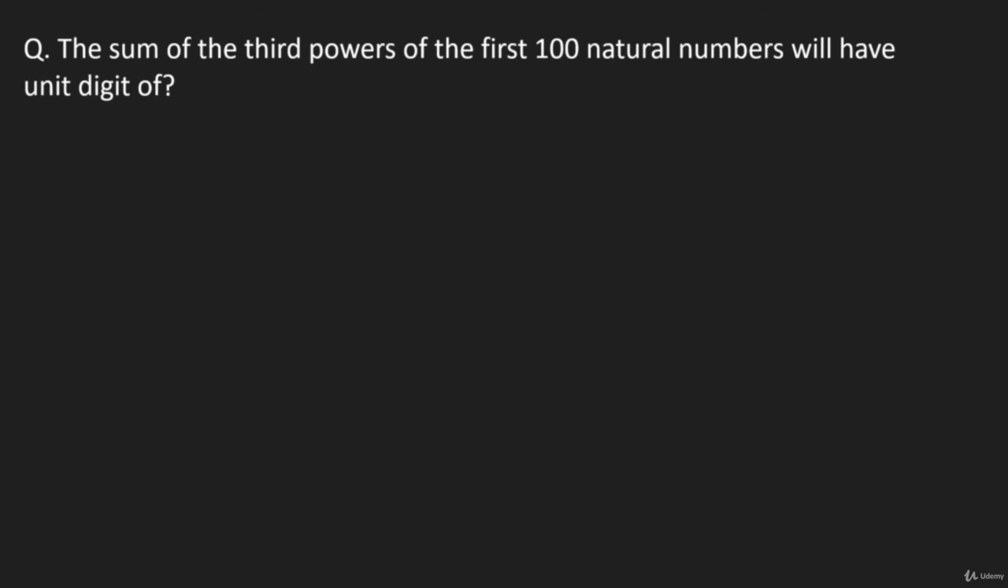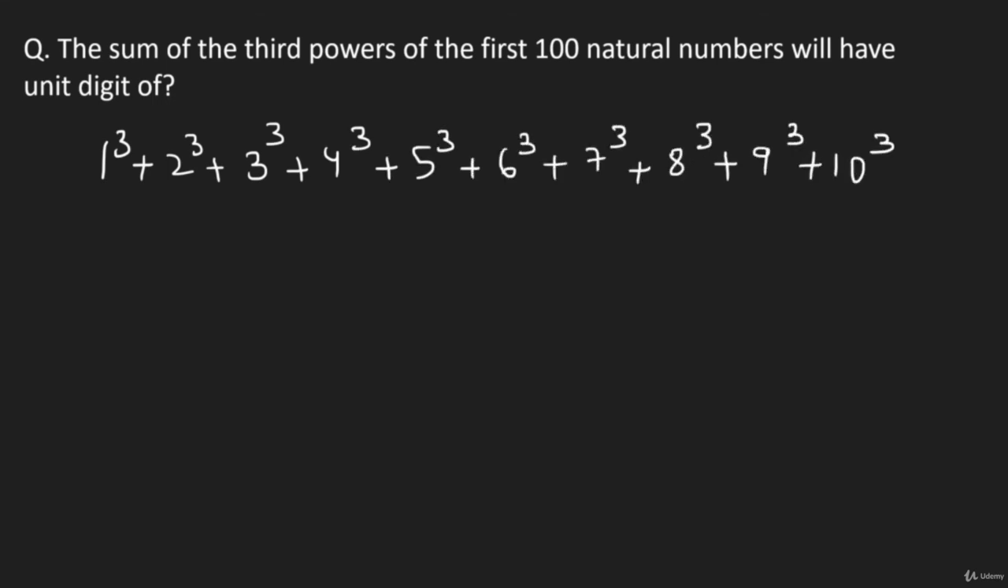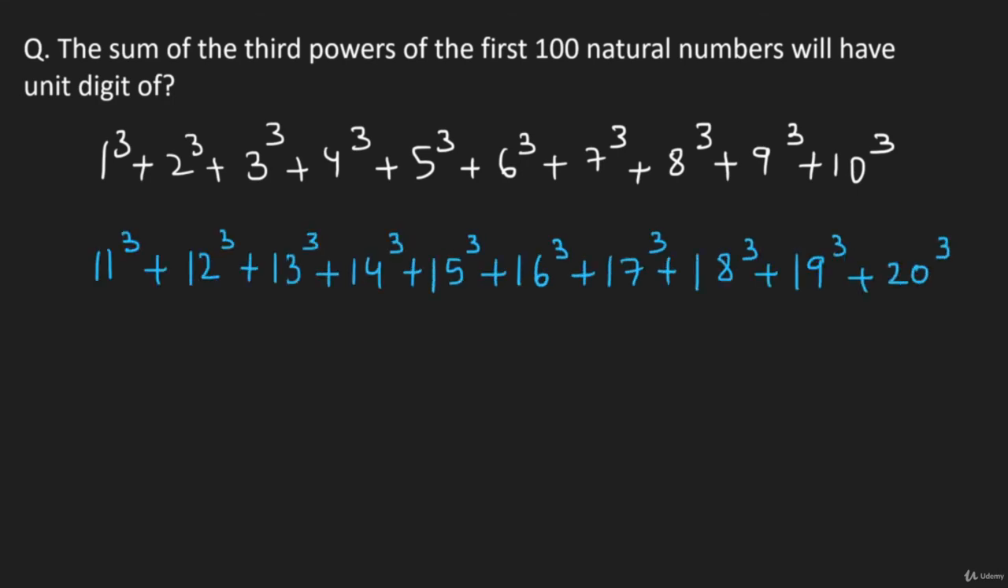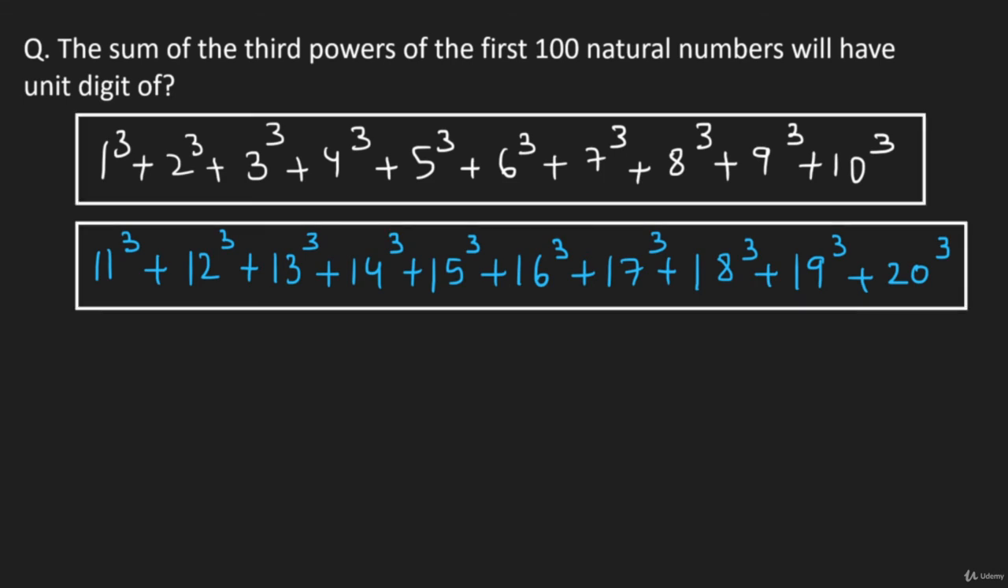Alright, so let me take the first 10 natural numbers. That's 1 cube plus 2 cube up to 10 cube, right? Now let me take the next 10 natural numbers. That's 11 cube plus 12 cube up to 20 cube. Alright, now let me analyze these two sets. So I have one set over here and one set over here. And remember, we are only interested in the unit digit. Alright, what can we observe about the unit digit in both these cases?